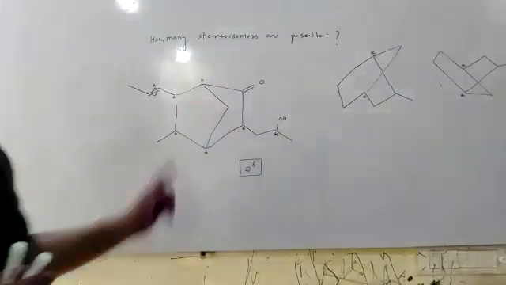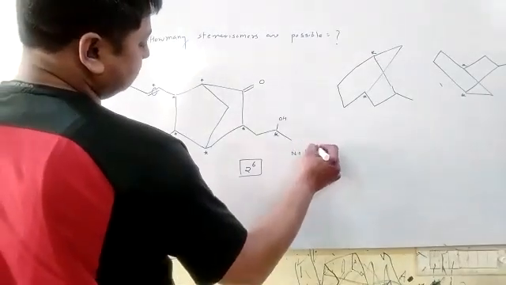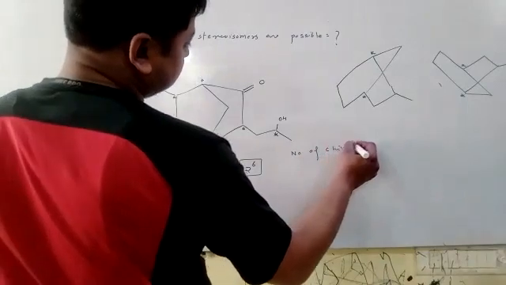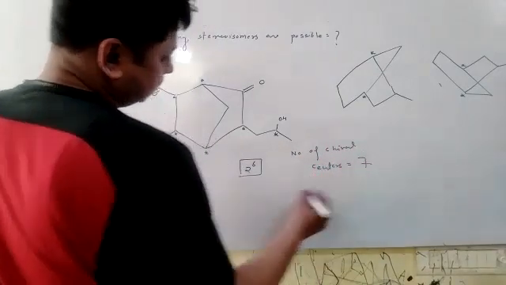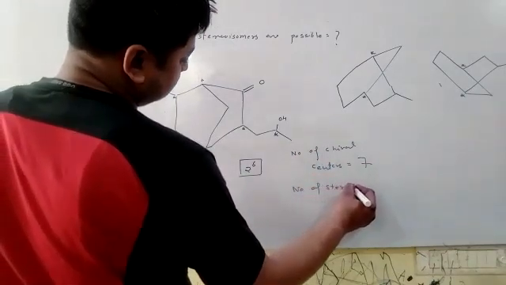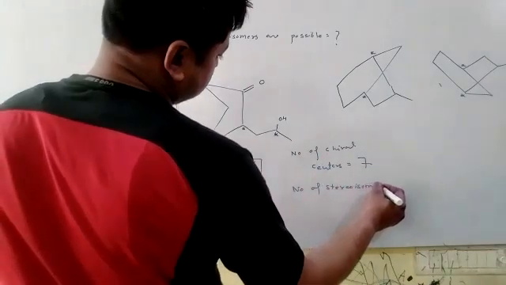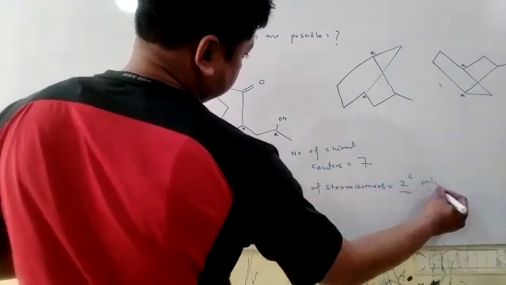See, the chiral centers are 7. If it is asked the number of chiral centers, the number of chiral centers is 7, but the number of stereoisomers will be 2 to the power 6 only. Understood this?